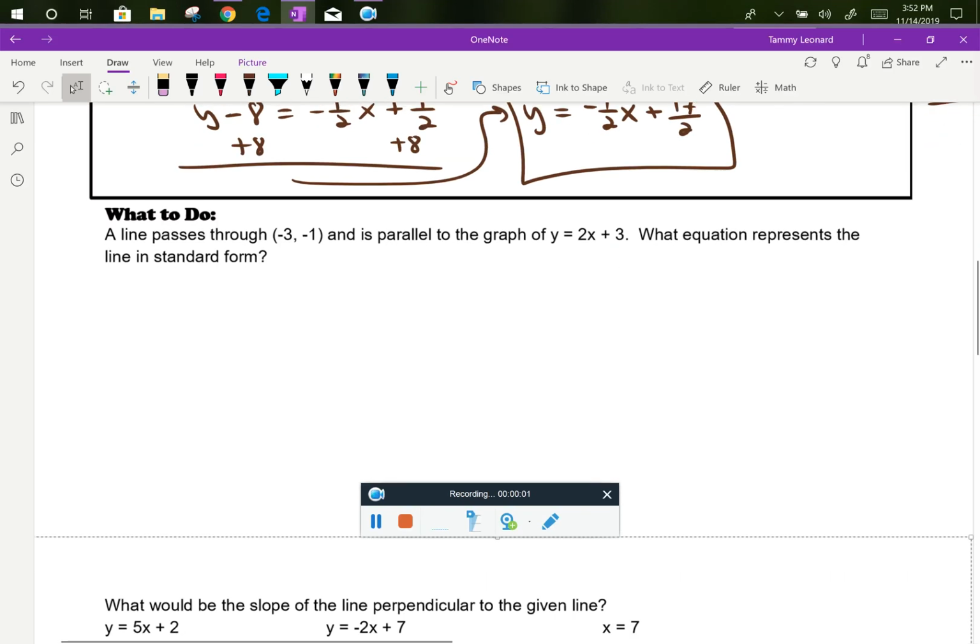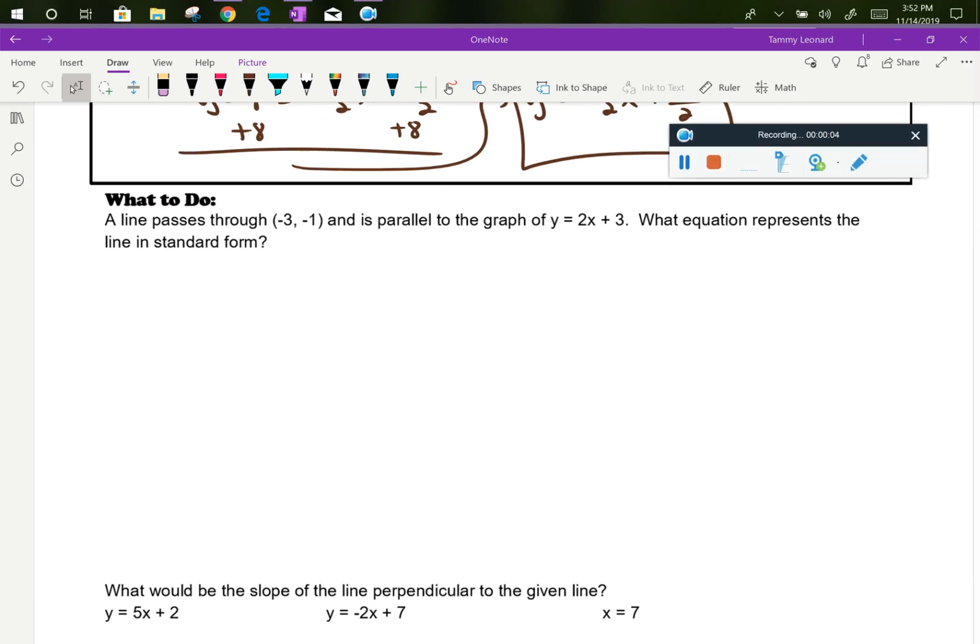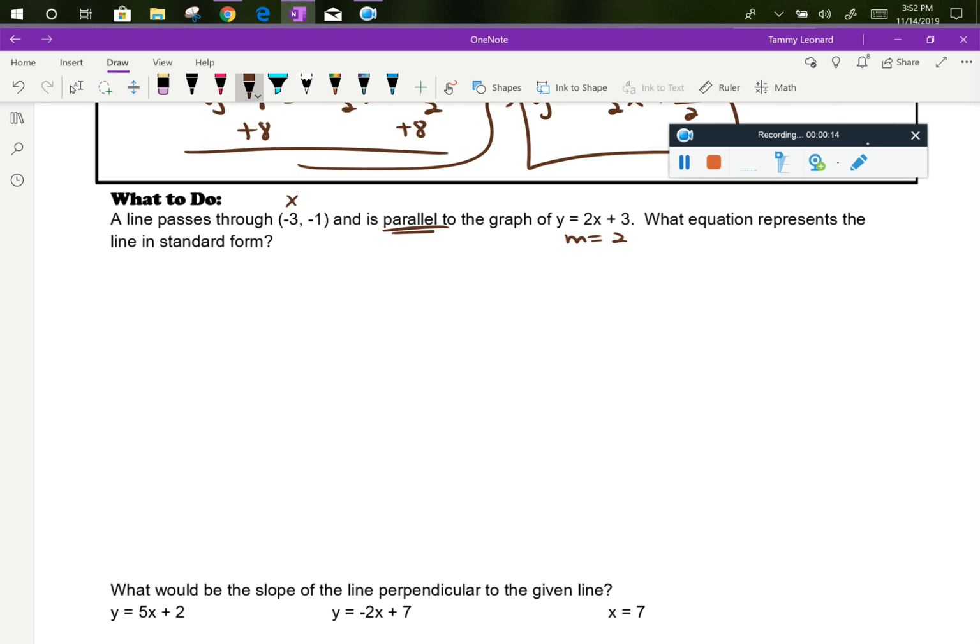A line passes through (-3, -1) and is parallel to the graph of 2x + 3. All right, parallel means the slopes are the same, so we're going to use the slope of 2. We've got a point, (x1, y1), so we're ready for point-slope form. So we use our y minus y1 equals m times x minus x1.